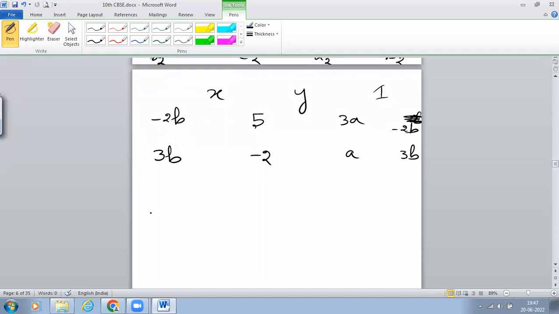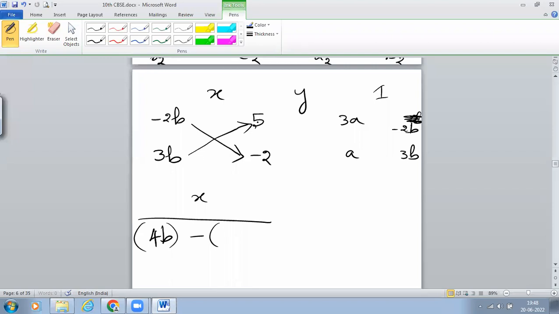Now X divided by, listen carefully, this has to be multiplied with this one. That is B1 and C2, you have to multiply. What is minus 2B into minus 2? Because minus into minus is plus, right? What is 2 into 2? 2 into 2 is 4. Therefore, the answer is 4B. After that, we have to put a minus sign and multiply these two and write. What is 3B into 5? First this one and then this one. 15B.